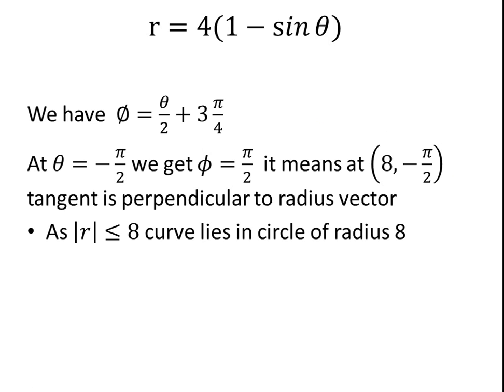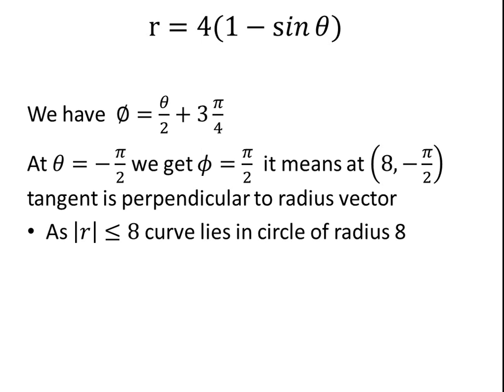So basically I am going to focus on the points where the tangent is perpendicular to the radius vector, or the tangent is coincident with the radius vector. So in this case I got a point where the tangent is perpendicular to the radius vector. You can check for other points also. I am just going to discuss this one.